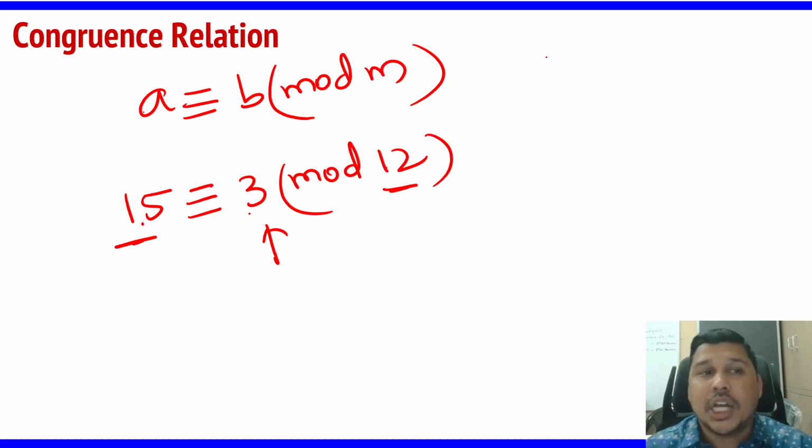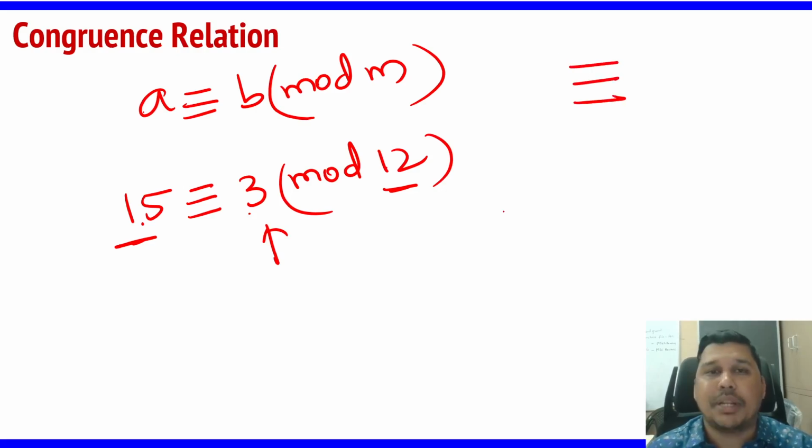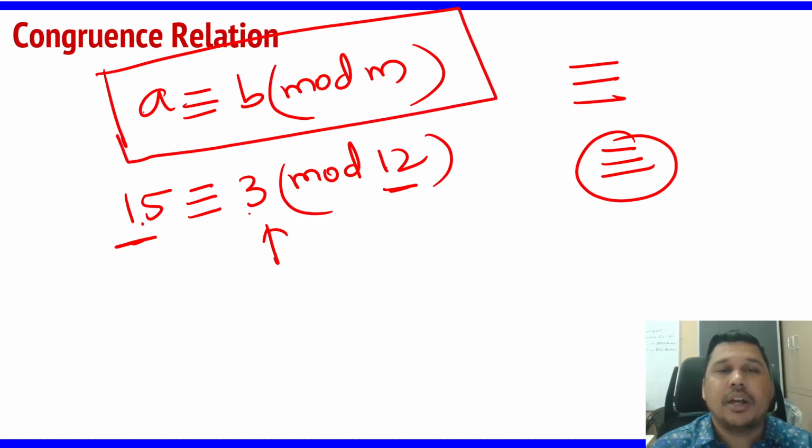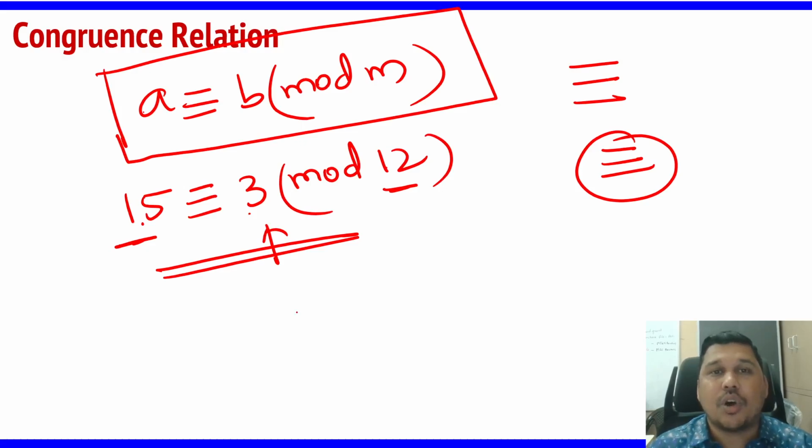Congruence is identified using 3 equal-to lines, like this symbol. Don't write 2, we have to write 3. Why are we writing that? We will see that in due course, right? So any equation represented in this form, A congruent to B mod M, is called a congruence relationship. One example is 15 congruent to 3 mod 12, right? These are congruent. Why do we call it a congruence relationship?